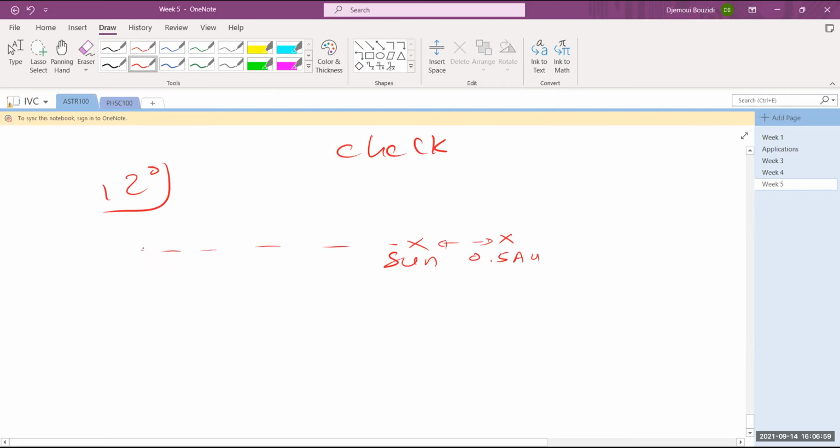And then 5.5 times away from it. So this is the closest approach, and this is the furthest point. So this is the perihelion, this is the aphelion. So this is how the orbit of this asteroid is.